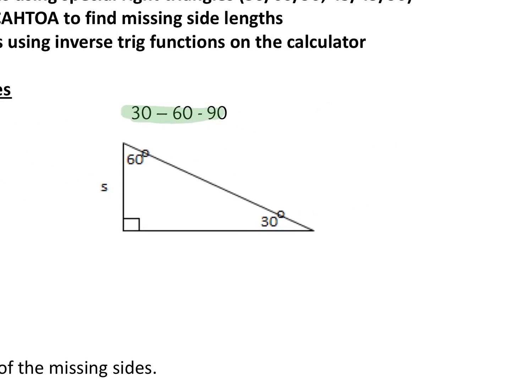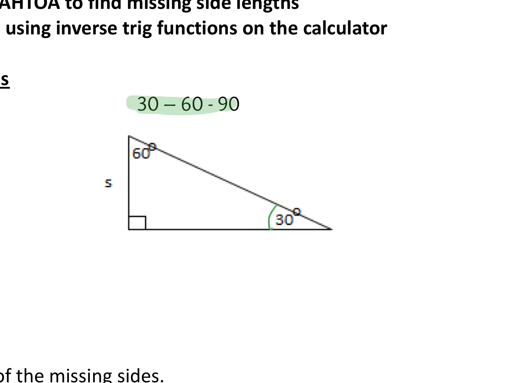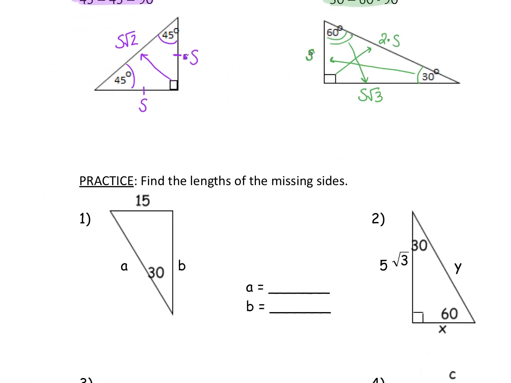If we have a 30-60-90 triangle, the side across from the 30 is going to represent our side. The side across from the 60 is side times root 3, and the side across from the 90 is going to be 2 times side. We're going to use these patterns to help us solve problems involving special right triangles.